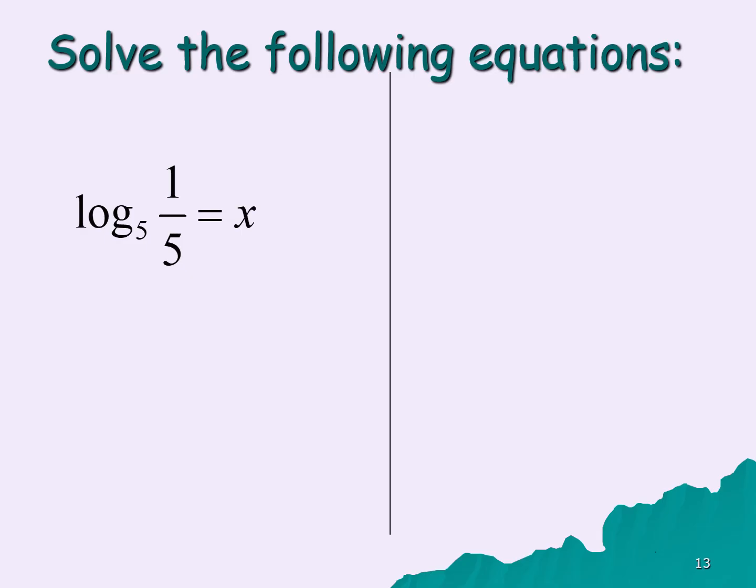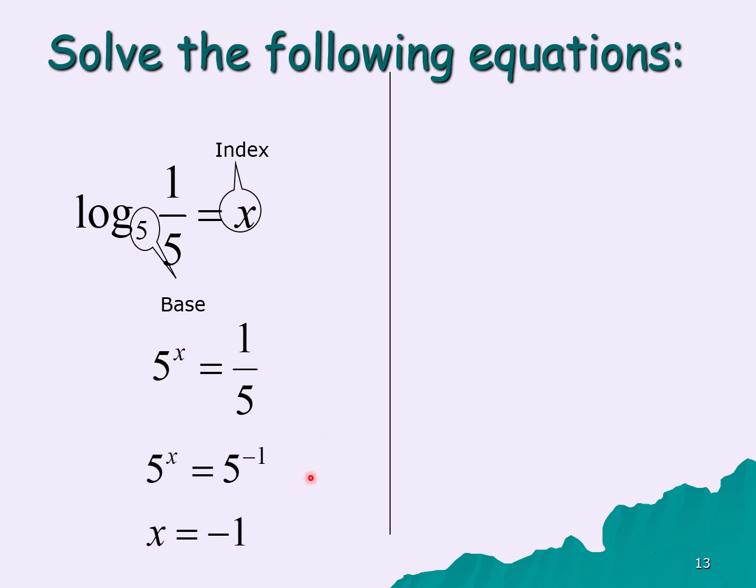So again, I have log base 5 of 1 over 5 is equal to x. So again, I have base and I have the index. So I rewrite this to index form. I will get 5 to the power of x is equal to 1 over 5. So we all know from laws of indices, 1 over 5, I can simply rewrite this as 5 to the power of negative 1. And hence, I'm able to conclude x is equal to negative 1. Not difficult, isn't it? Now let's take a look at the second example.